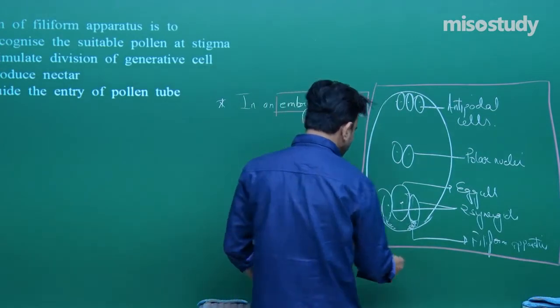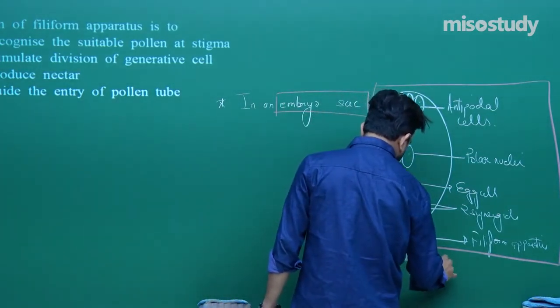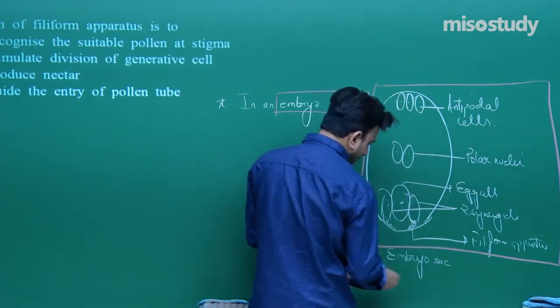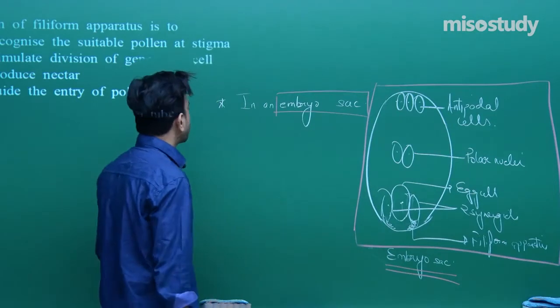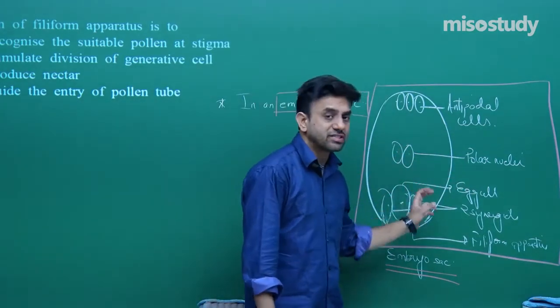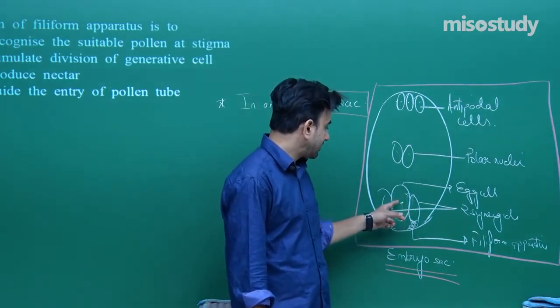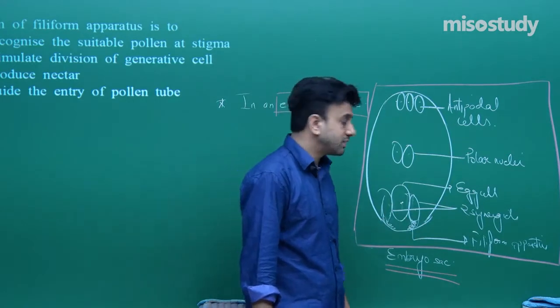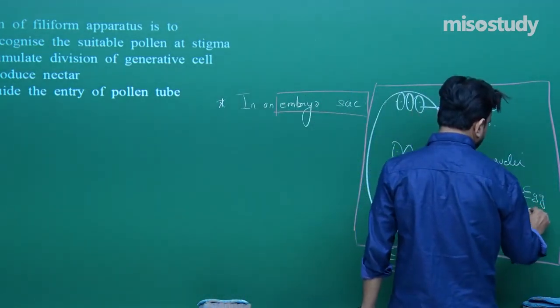So this is the embryo sac we are talking about, and what do we see? Once again, the three antipodal cells, in the middle the two polar nuclei, and the central egg cell and the two synergids, and this together constitutes the egg apparatus.